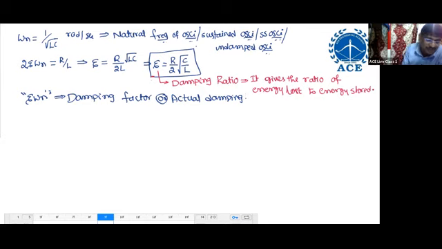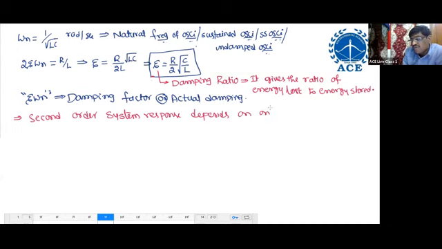Next, second order system response, or nature, whatever it is, depends only on the damping ratio, zeta. It completely depends on zeta only.